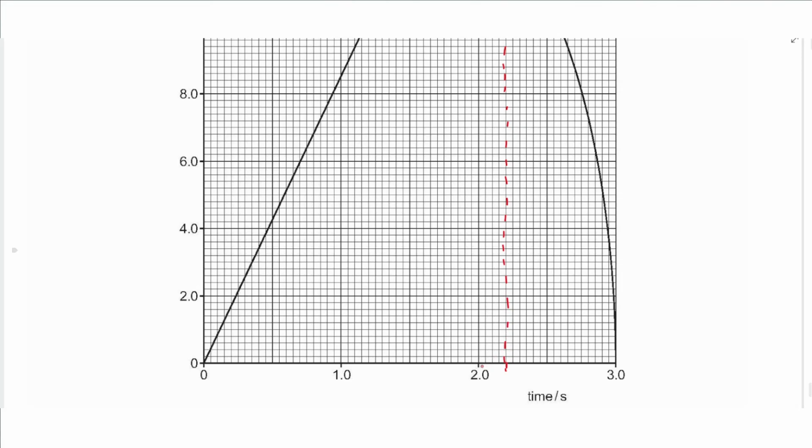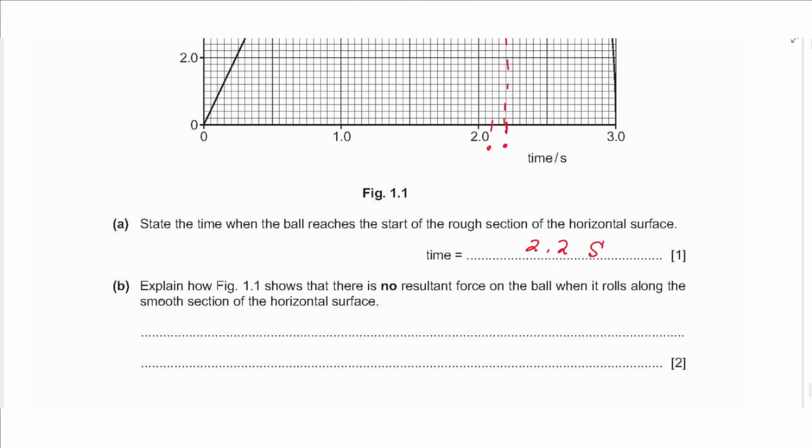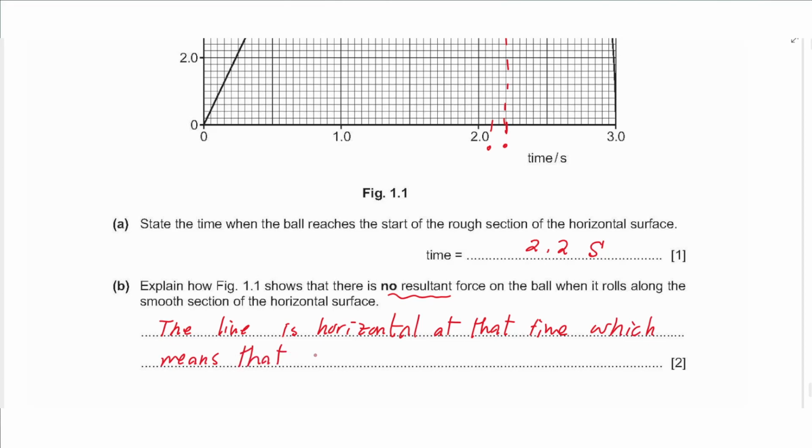So going down in the graph, we get this part. We have here every 20 squares makes 1 second. So every 2 squares, that's 0.1 second. So 2.1, that's 2.2 seconds. So this is the answer. Question B says, explain how figure 1.1 shows that there is no resultant force on the ball when it is rolling along the smooth section of the horizontal surface. So no resultant force means no acceleration, which means constant speed. So the line is horizontal at that time, which means that the gradient and acceleration are 0.